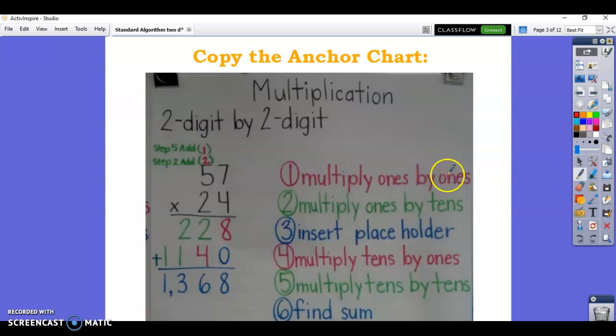First, we're going to multiply by our ones. Number 2, multiply the ones by the tens. 3, insert our 0 as a place value holder. 4, you're going to multiply your tens by your ones. Number 5, multiply tens by tens. And then at the end we find the sum. So get that written in your notes. Go ahead and pause the video here, and you will see this anchor chart reviewed and visited throughout today's lesson.